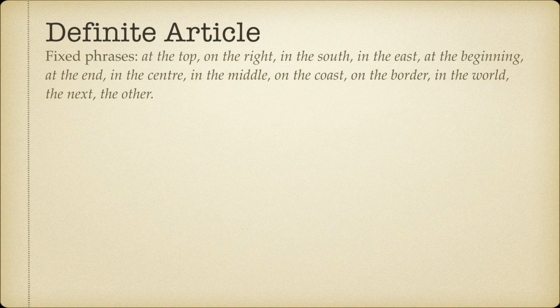Fixed phrases. At the top, on the right, in the south, in the east, at the beginning, at the end, in the center, in the middle, on the coast, on the border, in the world, the next, the other. Because there is only one of these. For example, there is only one top. There is only one right. There is only one center. There is only one border. There is only one world, etc.